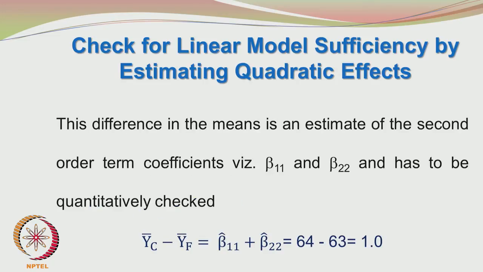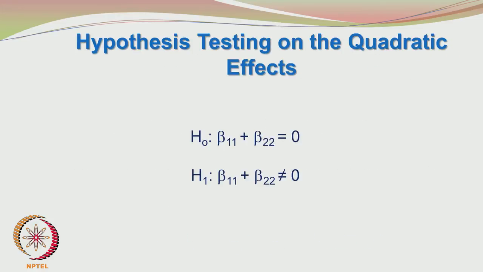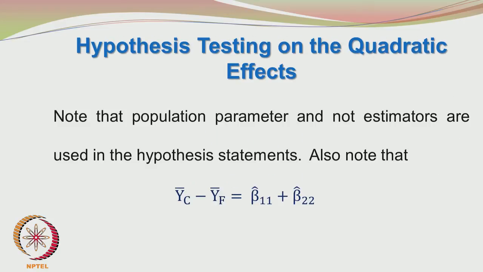And so, the difference y bar c minus y bar f, we saw from our calculations, is 64 minus 63, and that is equal to 1. So, an estimate of beta 11 plus beta 22 has been obtained from y bar c minus y bar f, and that turns out to be 1. So, the null hypothesis, which involves the actual parameters and not the estimated ones, please note, H naught is given by beta 11 plus beta 22 is equal to 0, and H 1 is given by beta 11 plus beta 22 not equal to 0. So, we are using the actual population parameters in our hypothesis statements. And again to repeat, y bar c minus y bar f is used as an estimator for the coefficients beta 11 plus beta 22.